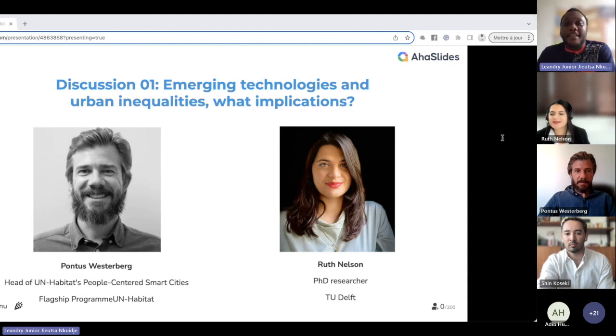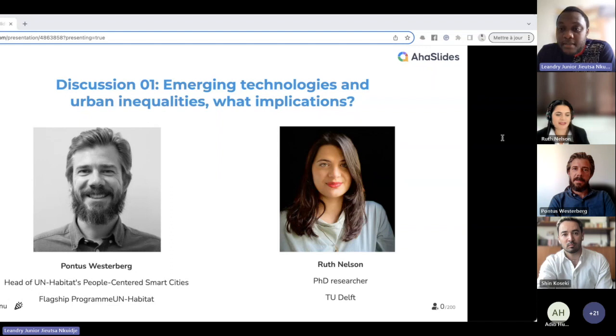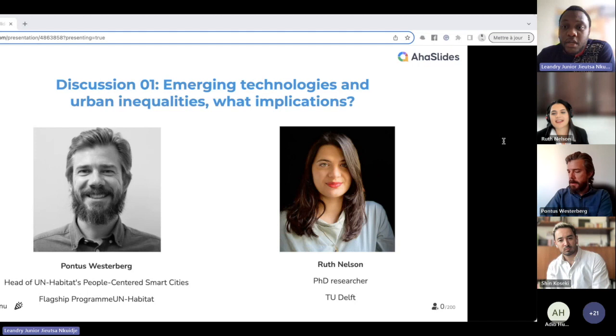And we have Ruth Nelson, who is a PhD researcher at TU Delft. Ruth is an architect and spatial data scientist and is currently working as an interdisciplinary PhD researcher in the Center for Urban Science and Policy at TU Delft in the Netherlands. She possesses both a master's in architecture at Nelson Mandela University and in space syntax at University College London. Her research practice focuses on understanding and addressing the processes that shape and reproduce urban inequality through complex network analysis, spatial data science, and mixed methods.